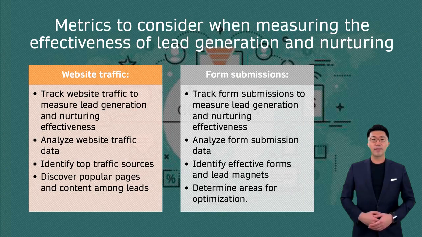The first metric is website traffic. Website traffic can be a useful metric to track when measuring the effectiveness of lead generation and nurturing efforts. By analyzing website traffic data, brands can identify which sources are driving the most traffic and which pages and content are most popular with leads.